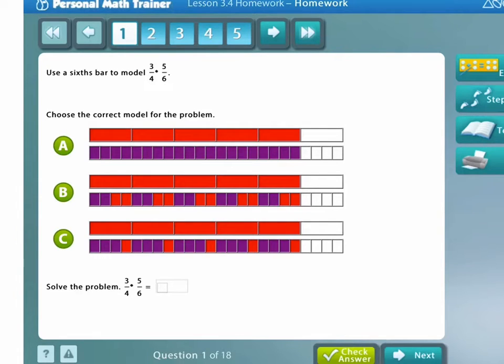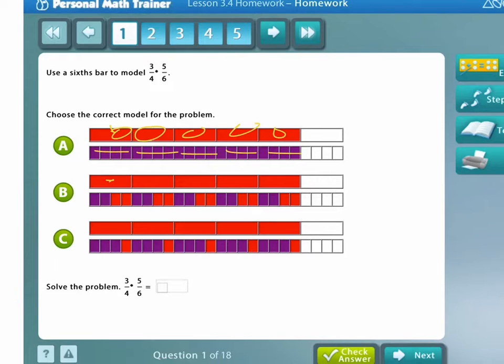In answer A we have 1, 2, 3, 4, 5, 6. So that is 5/6 here. You do have 5/6 here, and you're asking what is 3/4 of 5/6? Well, this is showing 4/4 of each sixth, so I don't think that's the correct answer.